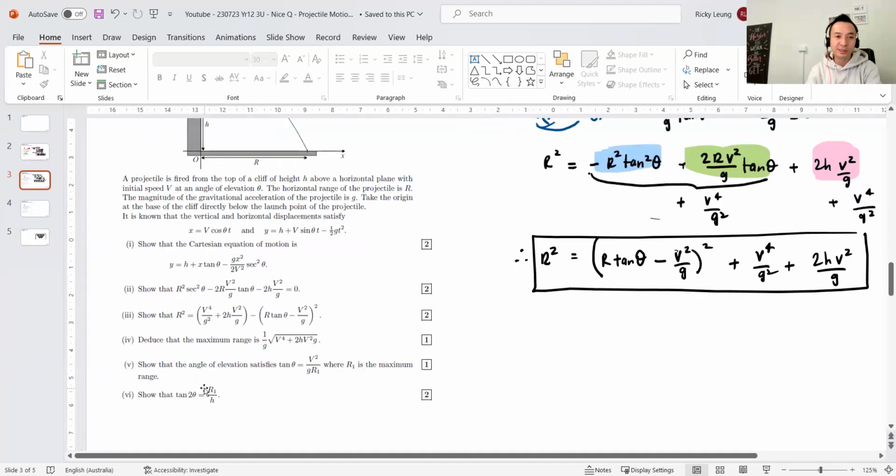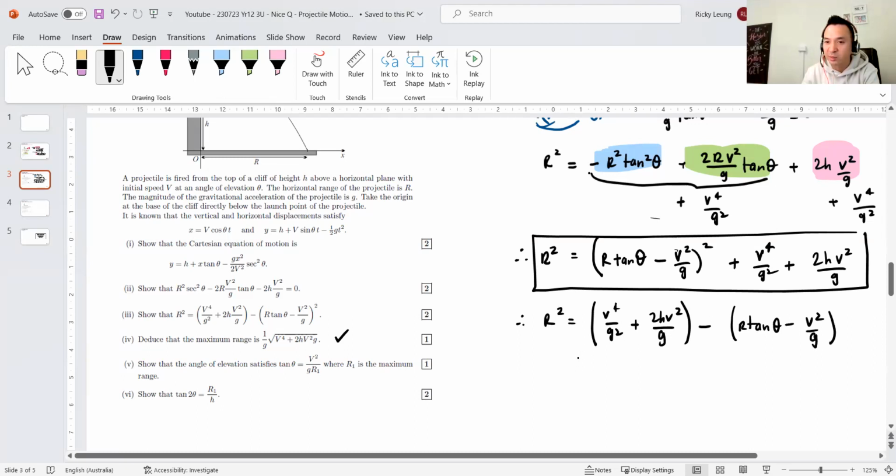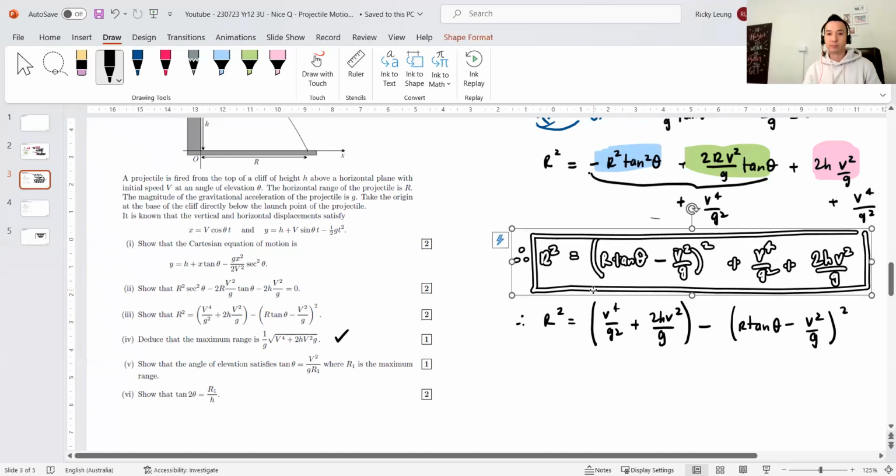All right, that was question 3, probably the hardest part. Deduce that the maximum range is that. Oh, give me a second, I needed a negative there. Can I ask a favor? Let's write that as therefore r squared equals, the way they told you to write it: bracket there, v4 on g squared plus 2hv squared on g, minus the bracket r tan theta minus v squared on g, squared. Just because for the next part, I think it's useful to have it in that form. Let's get rid of that box.